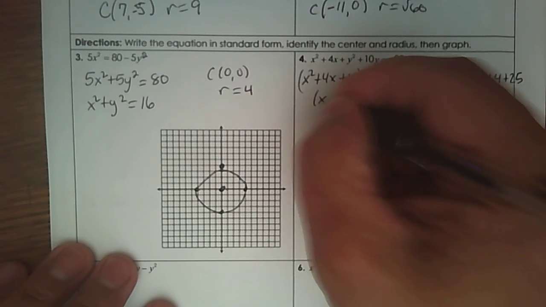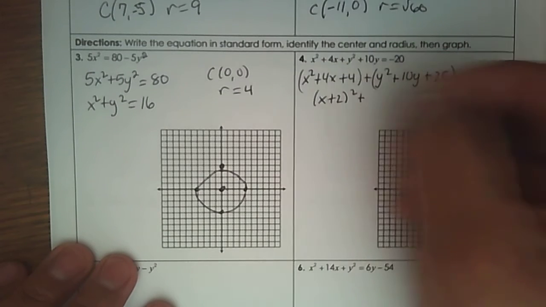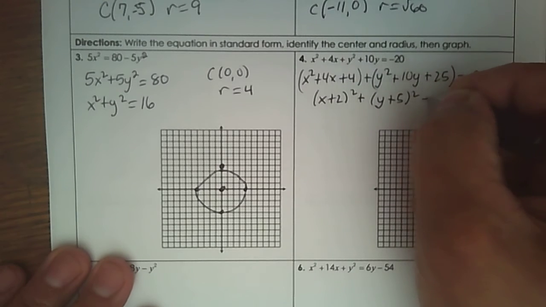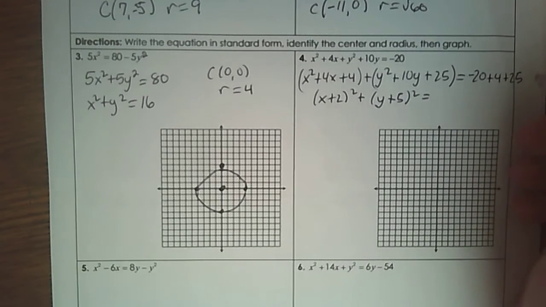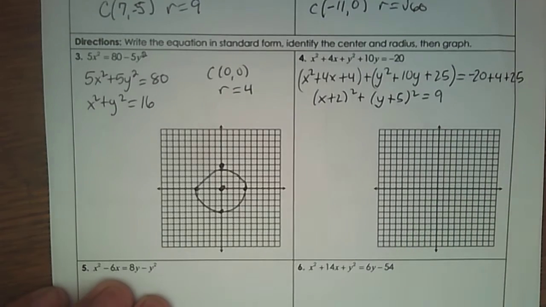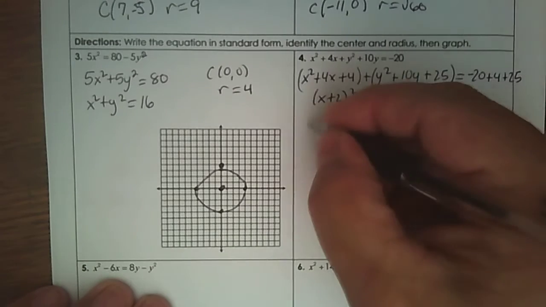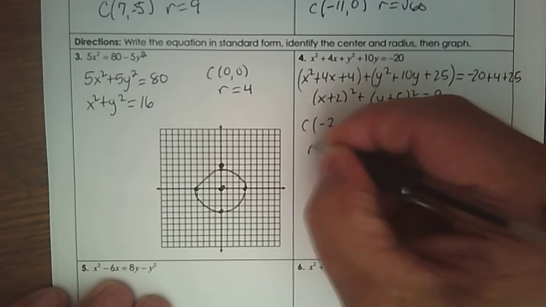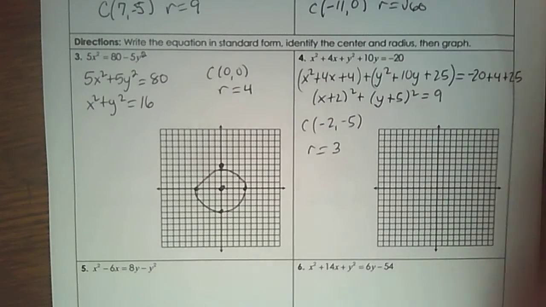So we're going to factor this. This is x plus 2 squared. We're going to factor this. This is y plus 5 squared. And then combine the constants here. So that's 25, take away 16, that's 9. So that means the center of the circle is at negative 2, negative 5. And the radius is the square root of 9, which is 3.